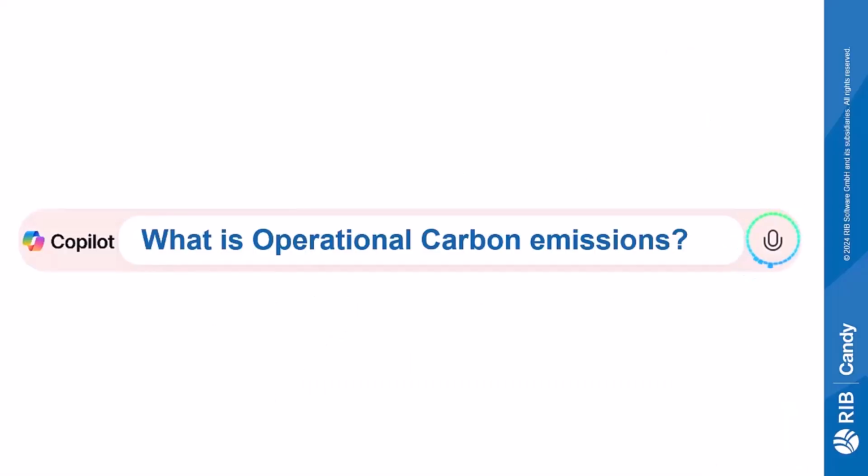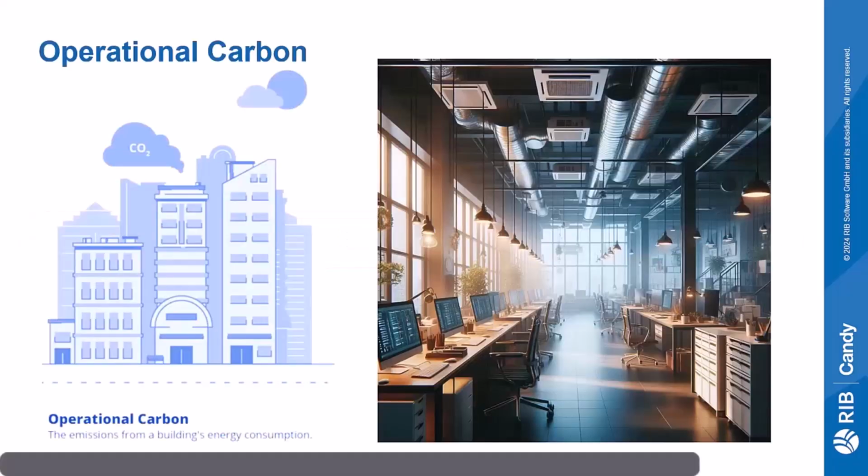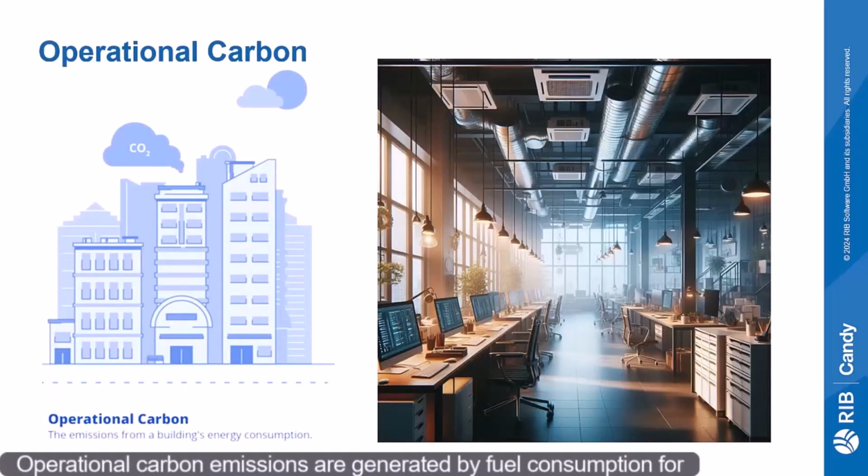What is operational carbon emissions? Operational carbon emissions are generated by fuel consumption for heating, cooling, supplying fresh water, ventilation, and power over the course of a building's lifetime. The total carbon or whole life carbon of a building is the sum of both embodied and operational carbon. To reach net zero total carbon, a building must minimize both the operational and embodied carbon over the building's life cycle and offset any remaining carbon with carbon offsets.